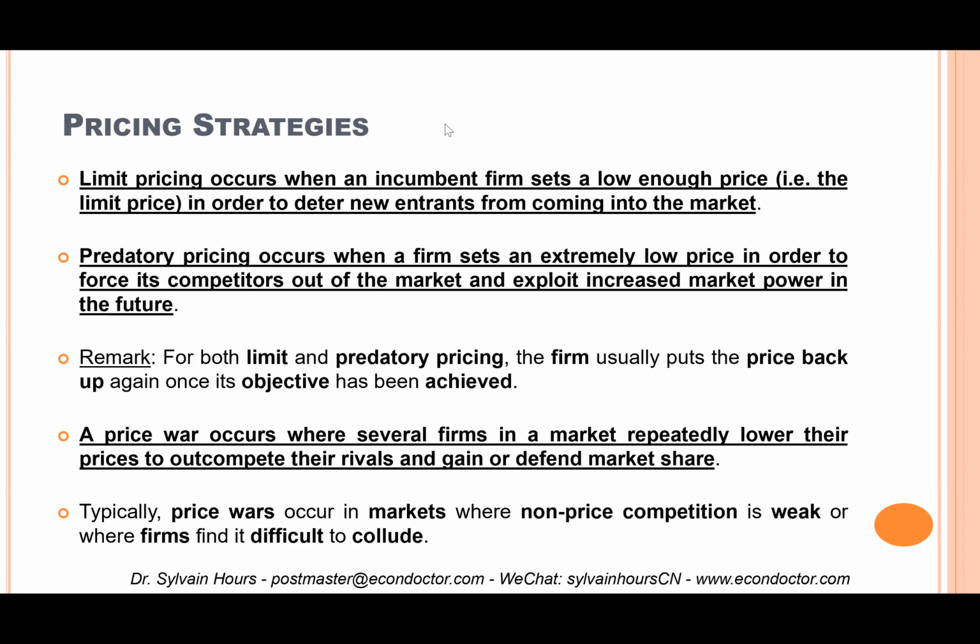If you charge a price below your average cost, your losses will just become bigger and bigger over time. And at some point, it's not going to be sustainable. But in the short run, yes, it is possible to charge a price below the average cost. Absolutely.